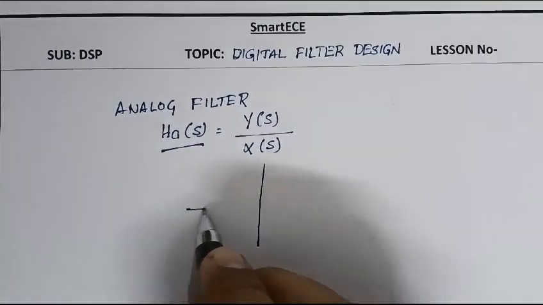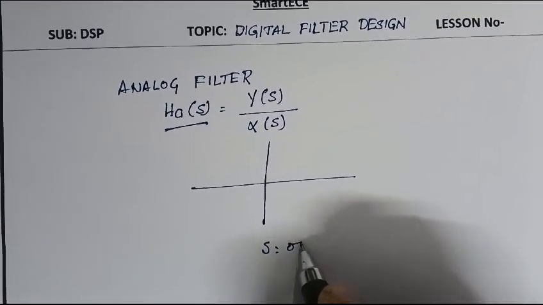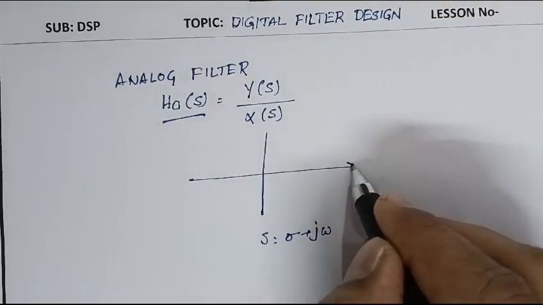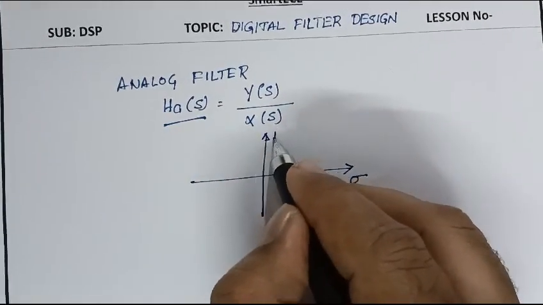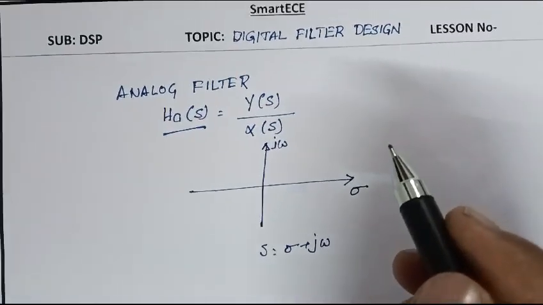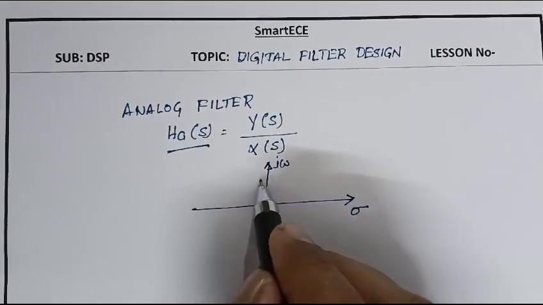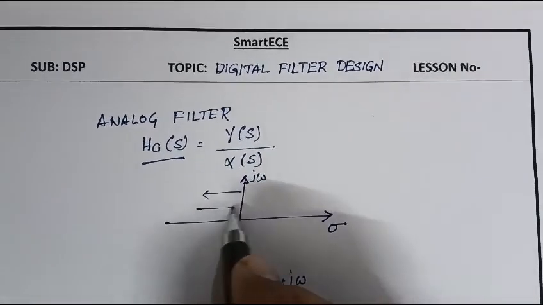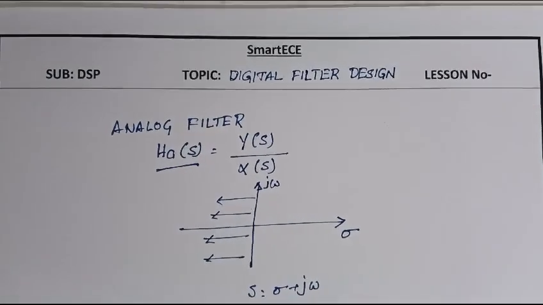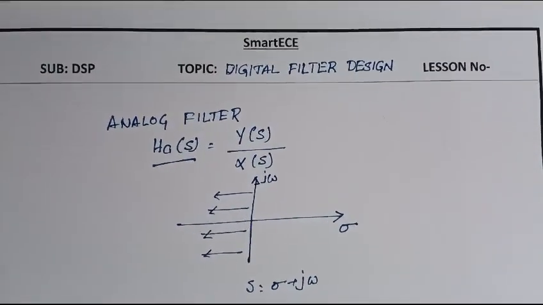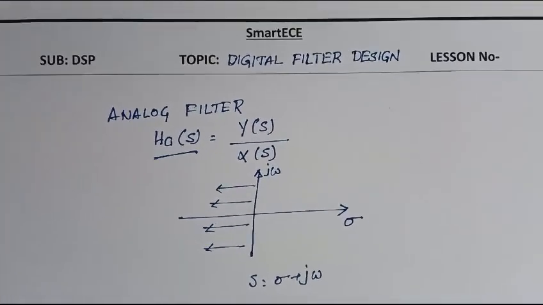For example, as all of you know, let us consider this is an S plane, with S equal to sigma plus j omega, and we will be considering the real part, sigma, on the x-axis and omega on the y-axis. To satisfy the condition of stability of a filter, all poles must lie on the left half of the S-plane. This is the mandatory condition to realize an analog filter which is stable and causal.